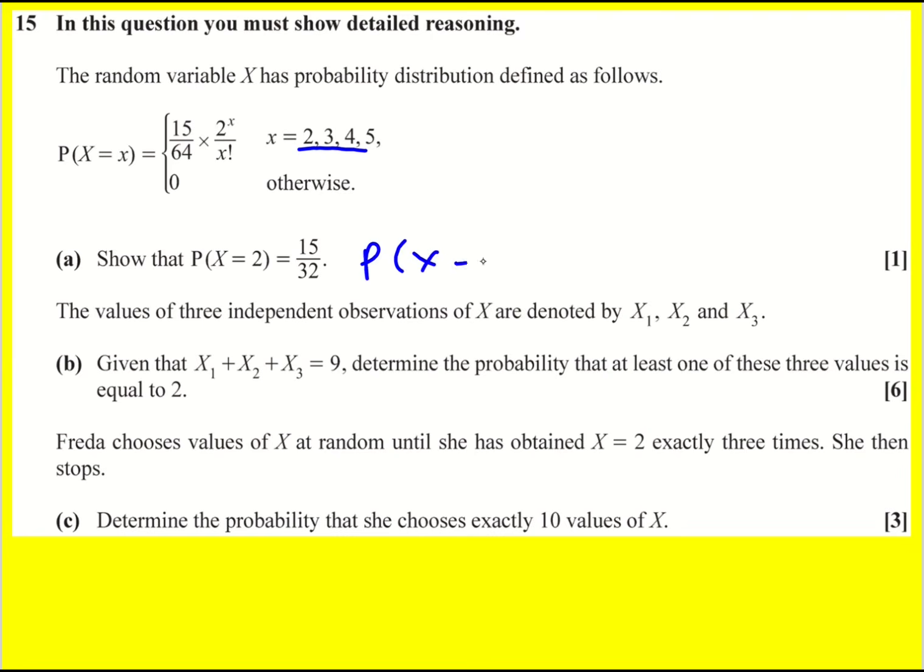So I'm going to get P(x = 2) equals 15 over 64 times 2 squared over 2 factorial, which is just 2. That ends up being 15 over 64 times 2. Because I have to show that question, I should probably write that step down. And that's going to give me 15 over 32.